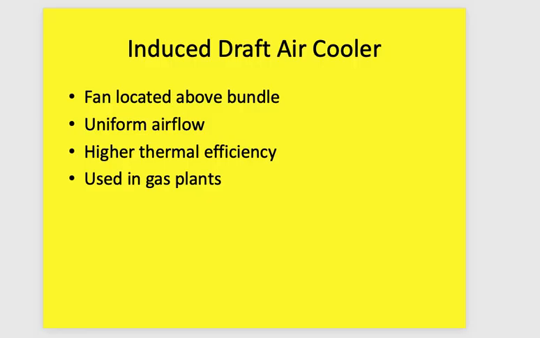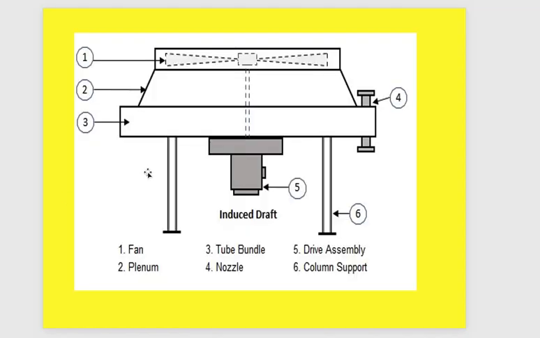The other important type is the induced draft air cooler. Here we can discuss the structure as the following. The fan is located above the bundle, with uniform air flow and higher thermal efficiency, and it is used in gas plants as a common design. Here in this structure, you will see through this diagram clearly that the fan is above the tube bundle itself. Okay, this is the induced draft, and here is the plenum structure, and we will discuss this in detail later, which contains the amount of the air.